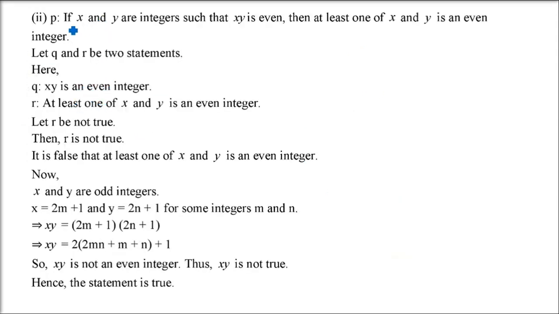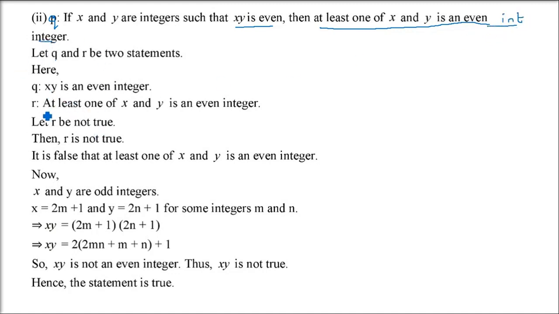Now this is the second part of the second question. The question is, if x and y are integers such that x into y is even, then at least one of x and y is an even integer. We can do it directly, or we can do it using the contrapositive. Since this is the second part, let us first break it into statements. If x and y are integers such that xy is an even integer, this we take as Q. And at least one of x and y is an even integer, we take as R.